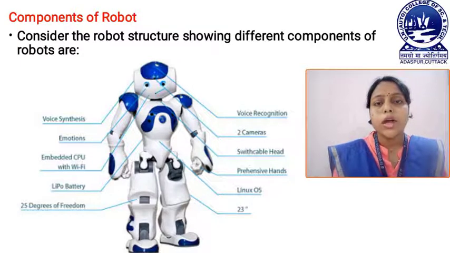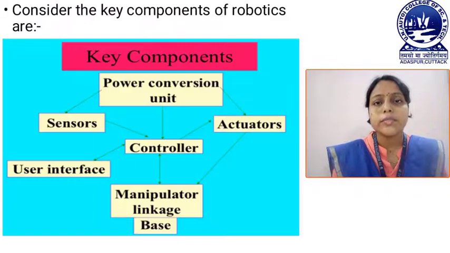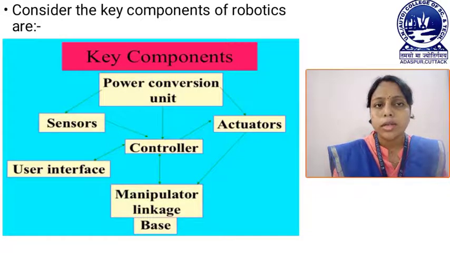Now look at some important components of the robot. Here this figure shows the key components of robotics. First one is the power conversion unit, second one is the sensor, then actuator, then the controller, then next one is the user interface, and last one is the manipulator linkage base. These are the key components of robotics. Now I am going to discuss each component one by one.